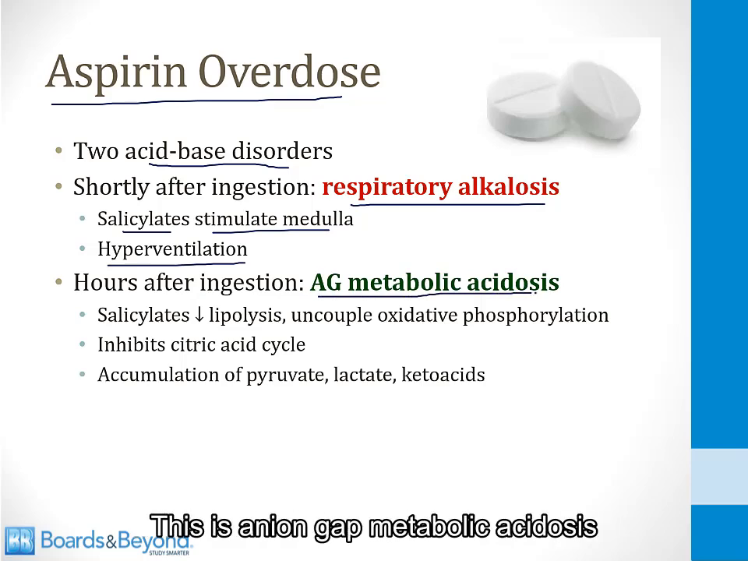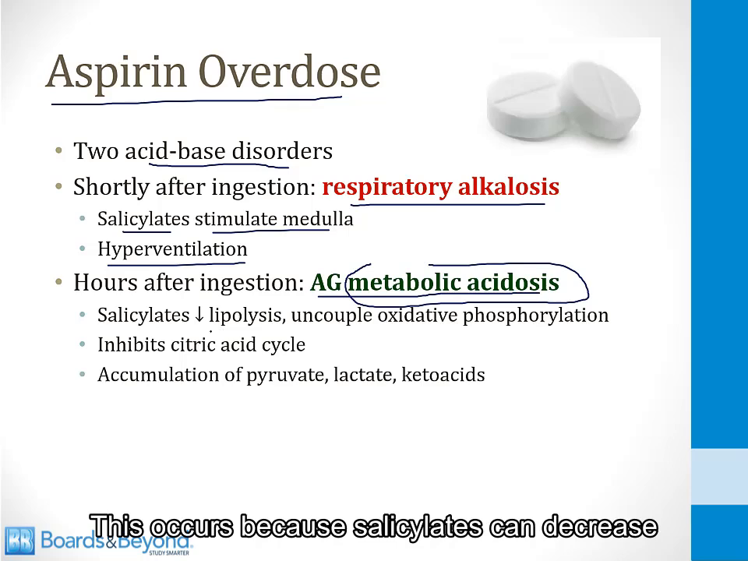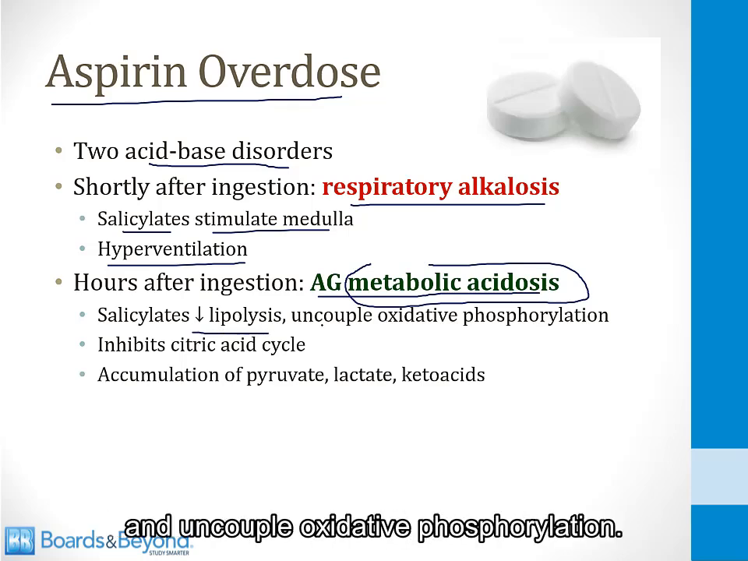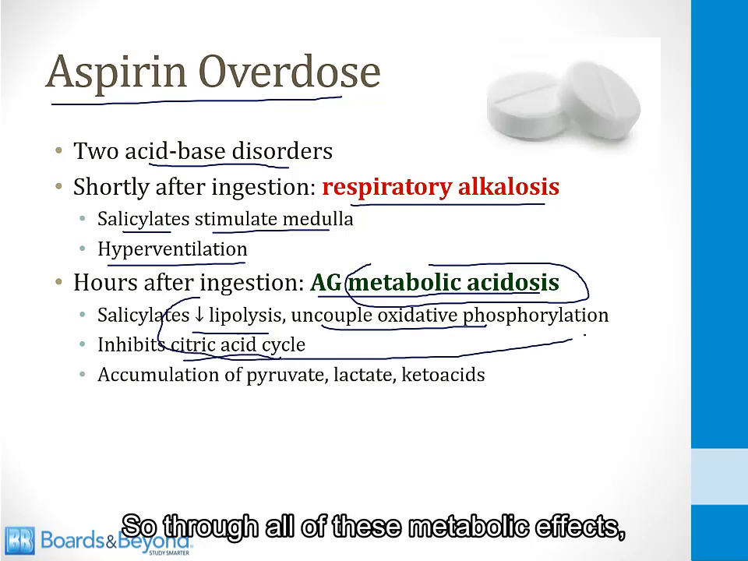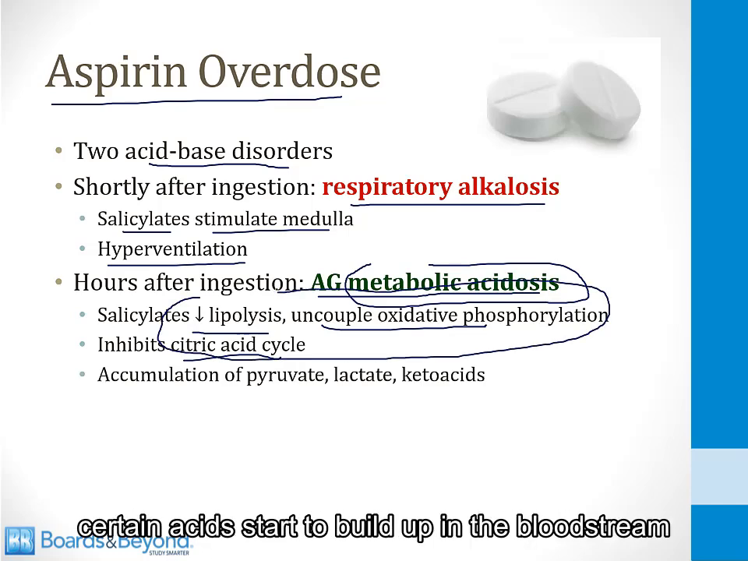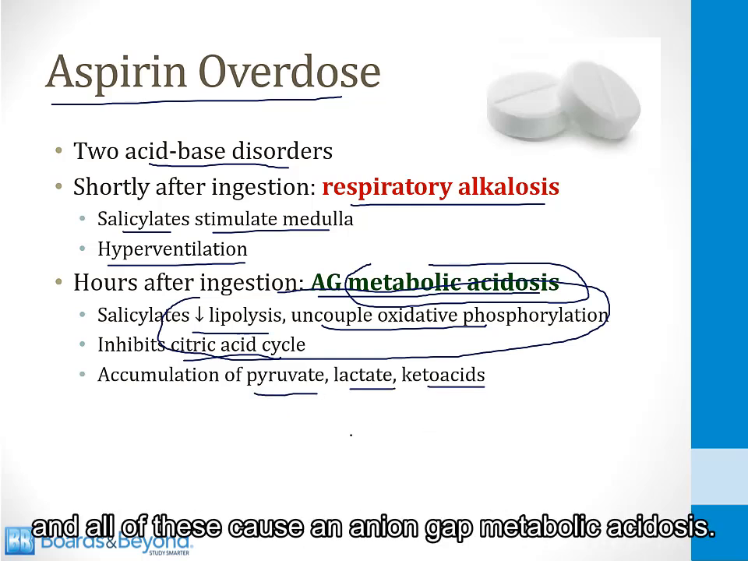Several hours after taking too much aspirin, a different acid-base disorder happens. This is an anion gap metabolic acidosis, which I talk about in the video on metabolic acidoses. This occurs because salicylates can decrease the rate of lipolysis and uncouple oxidative phosphorylation. They can also inhibit the citric acid cycle. So through all of these metabolic effects, certain acids start to build up in the bloodstream, including pyruvate, lactate, and keto acids, and all of these cause an anion gap metabolic acidosis.